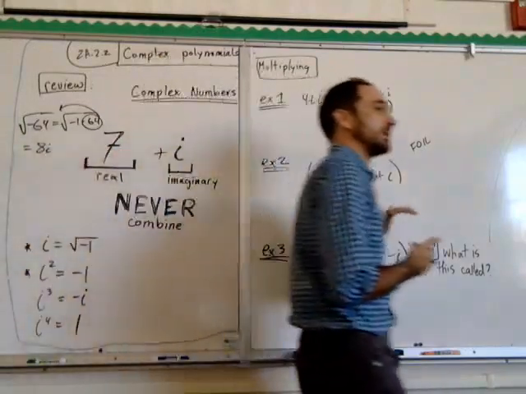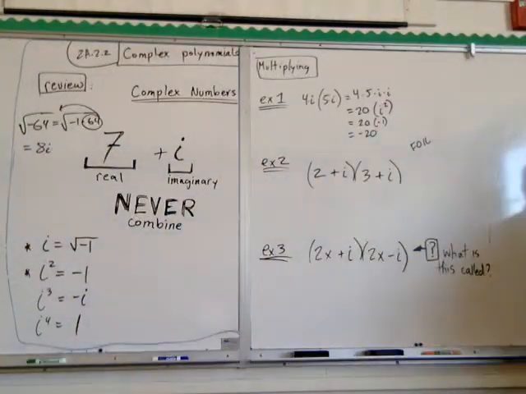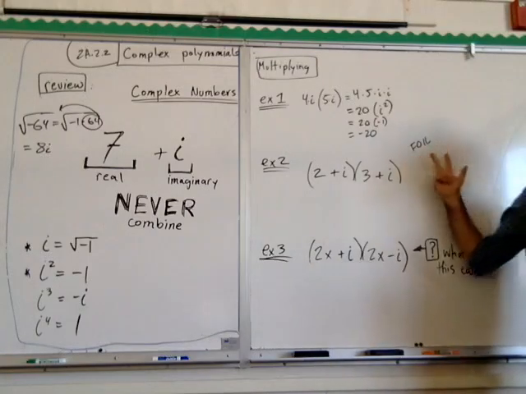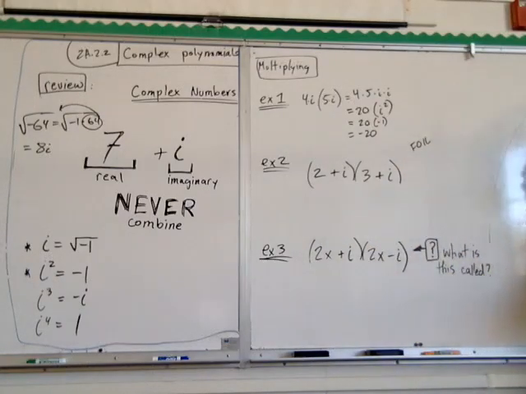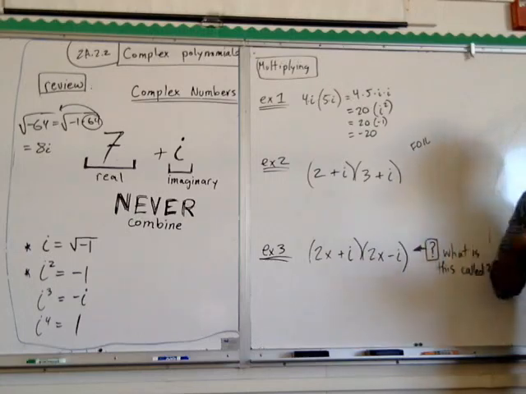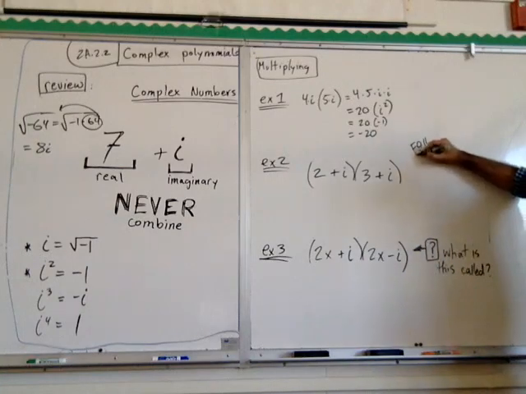What are we going to use here? Just like last week. What's our method? Okay, good. You could use the polynomial identities, but really that is what FOIL is. What does FOIL stand for? First, outer, inner, and last.